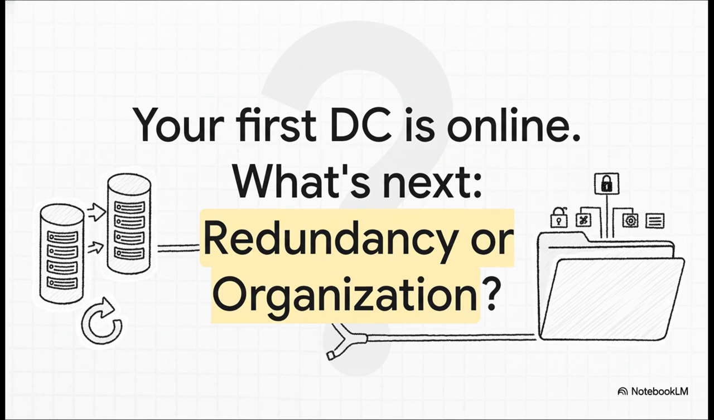So your first domain controller is online, it's authenticated, and it's verified. Congratulations! But the work is really just getting started. So what's the next logical step? Do you immediately build a second DC for redundancy so you don't have a single point of failure? Or do you start designing your organizational unit structure to manage users and computers? Well, that's the next big question you're going to have to answer.